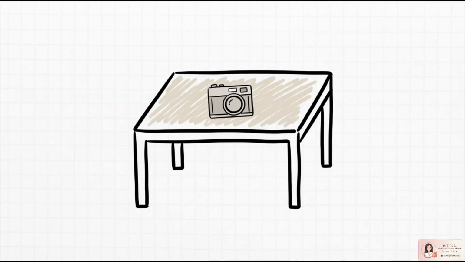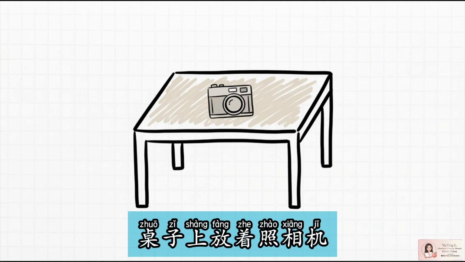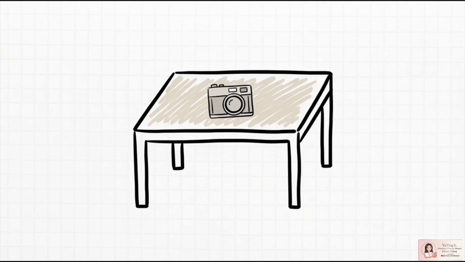Check out this sentence. 桌子上放着照相机. This translates to, on the desk is placed a camera. See how 着 connects the action of placing with the camera itself?